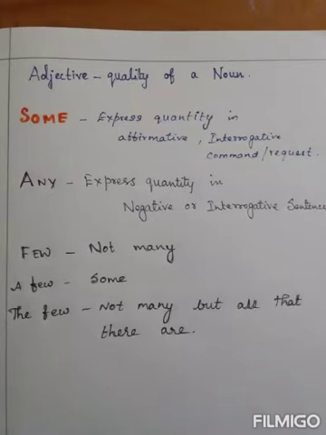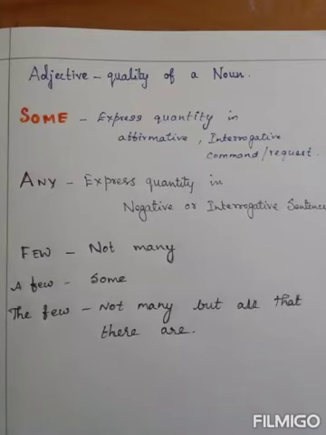Any is a determiner. Where do you use any? Just now we saw in the example, an interrogative. It expresses quantity in a negative sentence or interrogative sentence. If it is a question sentence or a negative sentence, you can use the determiner any. And few, we saw one more determiner here, few. Where do we use few? Few can be used in the place where there are not many. Not many means you can use the determiner few.